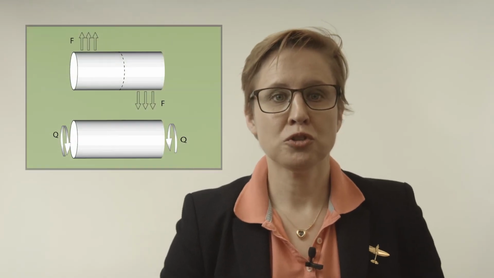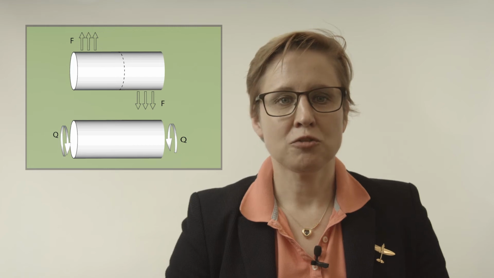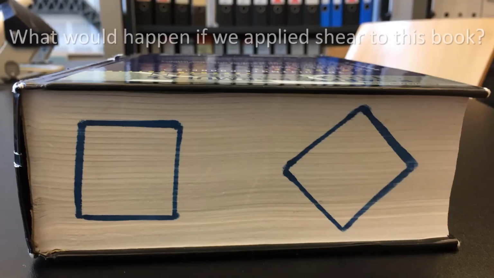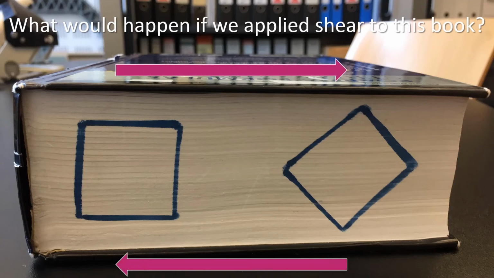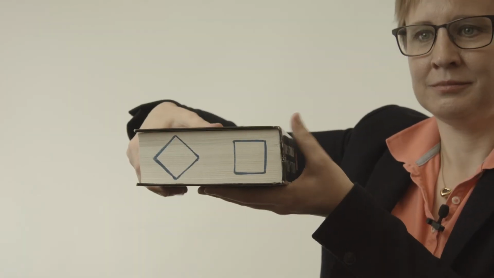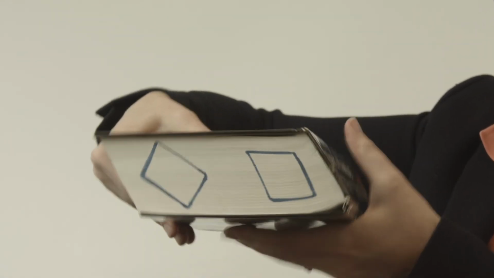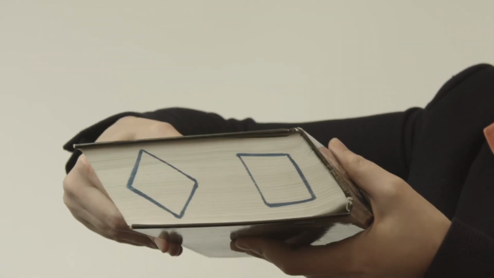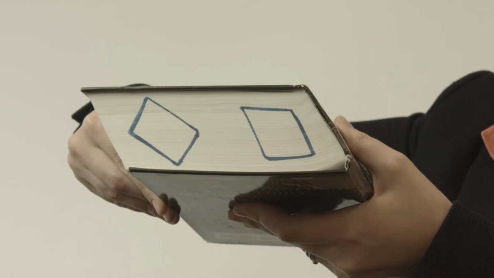The other loading types we discussed, shear and torsion, cause shear stresses. Only these stresses act along the cross-sectional area instead of perpendicular. What would happen if we have a shear force? Let us take a look at this book. On the side of the book where you can see the pages, I have drawn a square and a diamond. If I apply shear force to this book acting parallel to the cover, you can see that the square and the diamond on the side of the book change shape as the pages start to move with respect to each other. The diagonal of the square becomes longer and the square becomes diamond shaped.